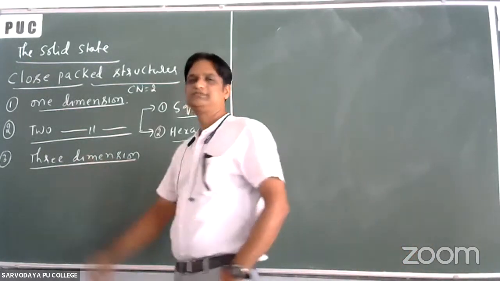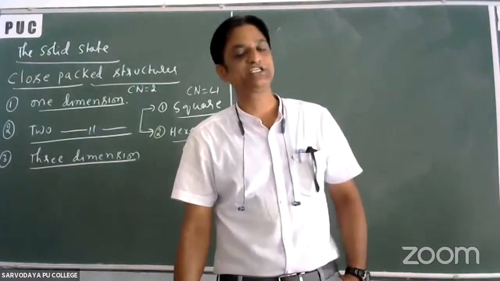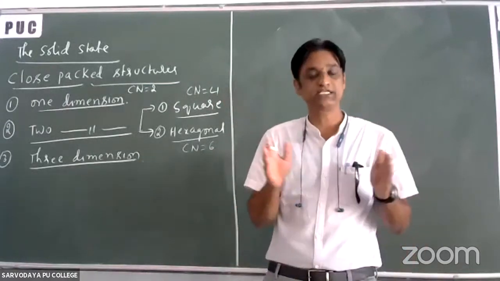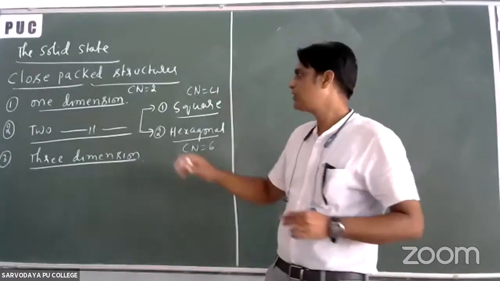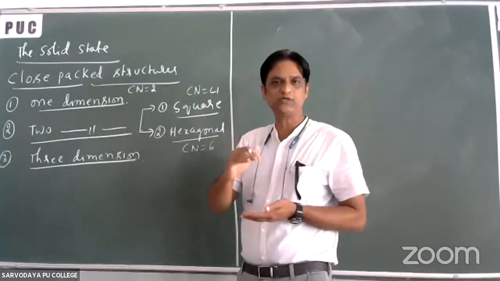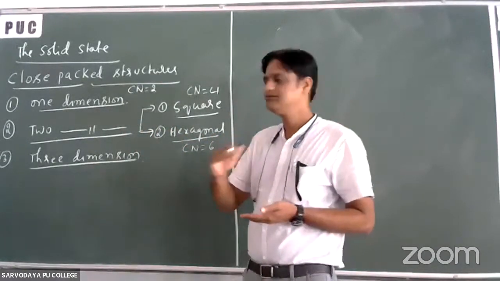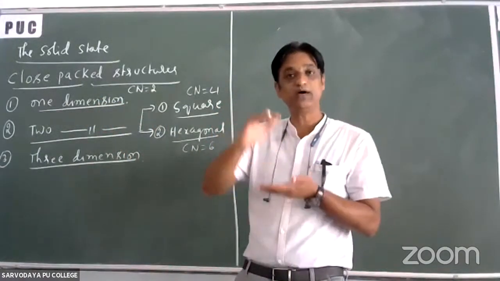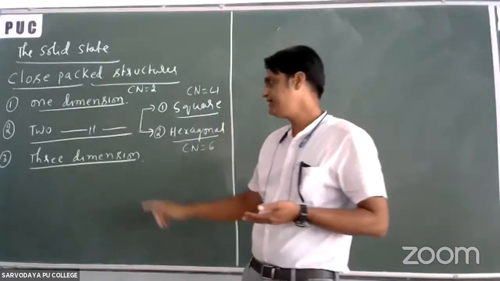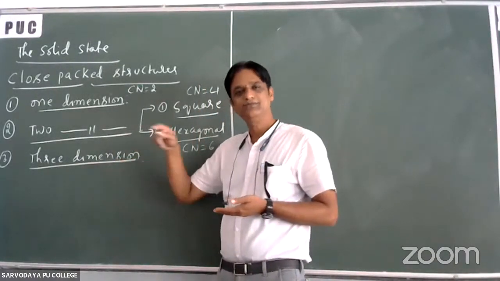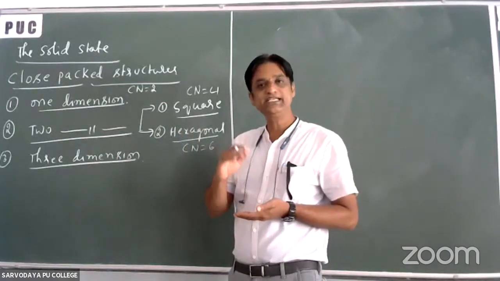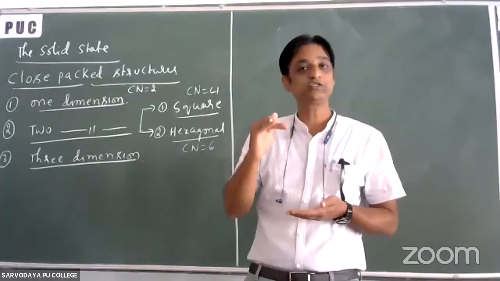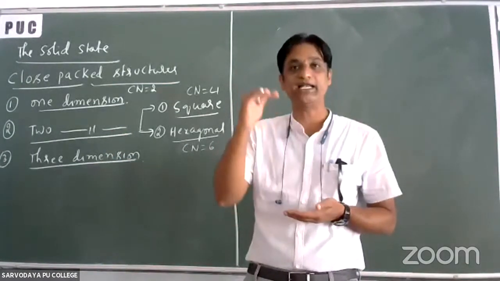Now coming to closed packed structure in three dimension. How actually can we get closed packed structure in three dimension? Closed packed structure in two dimension is obtained by arranging the layers of closed packed structure in one dimension, one above the other. In the same way, closed packed structure in three dimension is obtained by arranging the layers of closed packed structure in two dimension, one above the other.